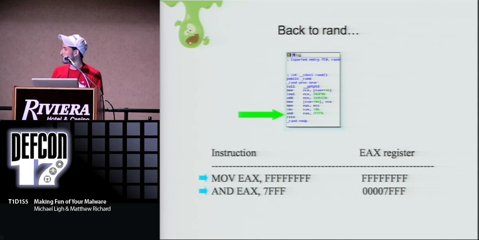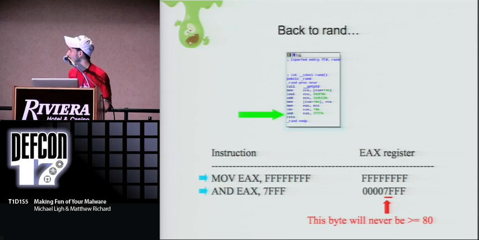So apparently the Conficker authors weren't aware of this limitation, that calling Windows rand doesn't return an integer of the size that they wanted. It chops it down to be no greater than 7FFF. So that one byte right there, the 7F, will never be greater than, well, 7F. It will never be 80 or anything like that.